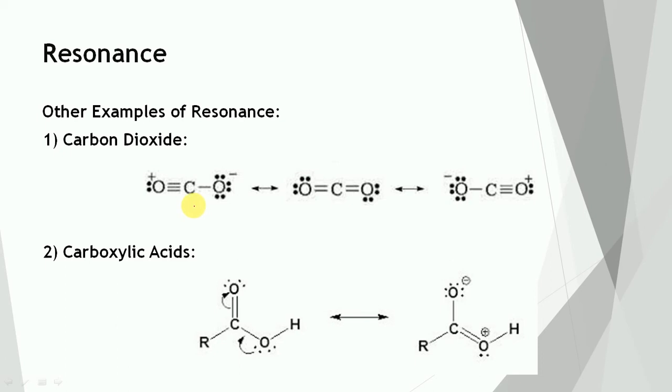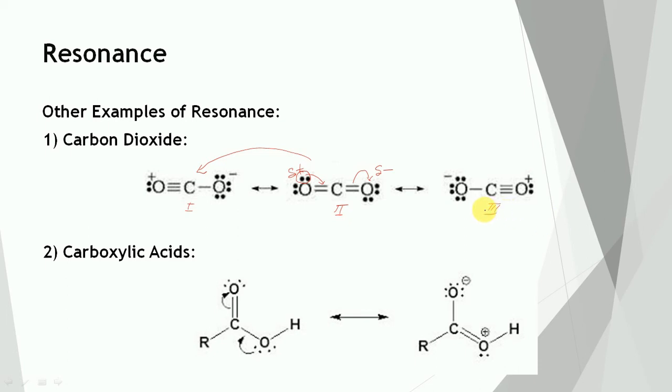Other examples of resonance. The first one is carbon dioxide. Carbon dioxide is considered to be a resonance hybrid of three contributing structures: structure number 1, structure number 2, structure number 3. Structure number 1 is derived from structure number 2. If this lone pair takes part in pi bond formation, this oxygen will acquire partial positive charge, this pi bond will shift toward this oxygen, and this oxygen acquires negative charge. Structure number 1 gets formed from structure number 2.